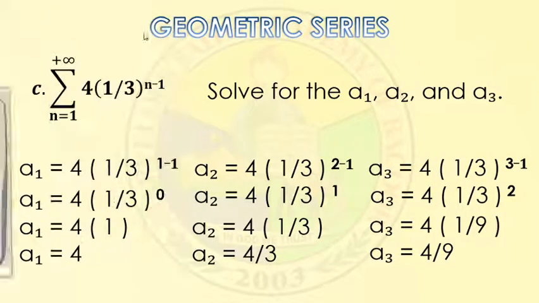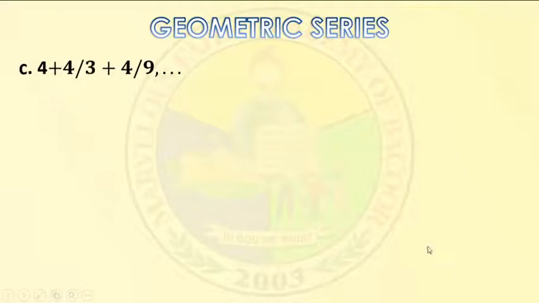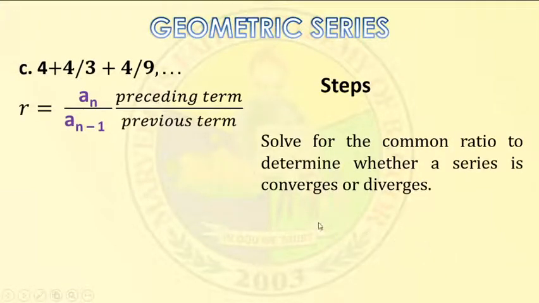Okay? And then next, multiply natin 4 times 1, the answer is 4. Divide by 9, the answer is 4 over 9. Okay, so ayan na ngayon yung first term, second term, at yung third term natin. Okay, so next step is we're going to find now for the value of the common ratio. Okay, so in finding for the value of the common ratio, we're going to use the formula a sub n over a sub n minus 1, or preceding term over the previous term.